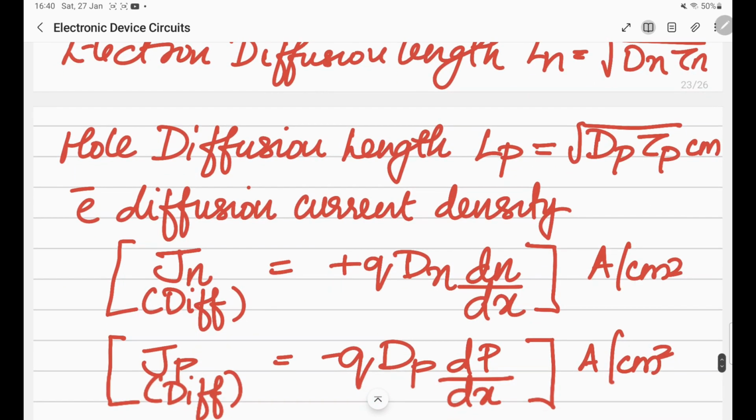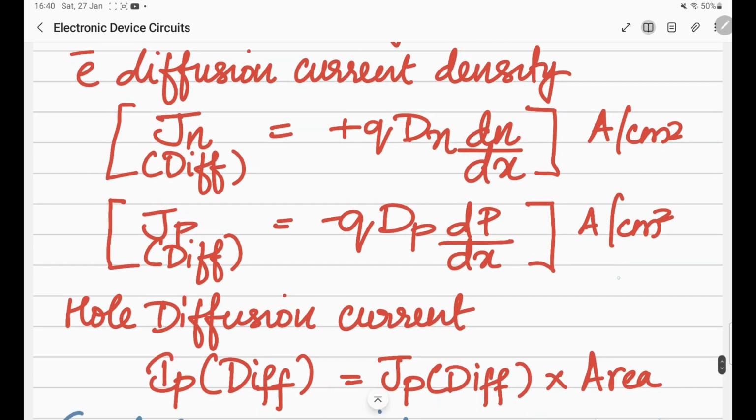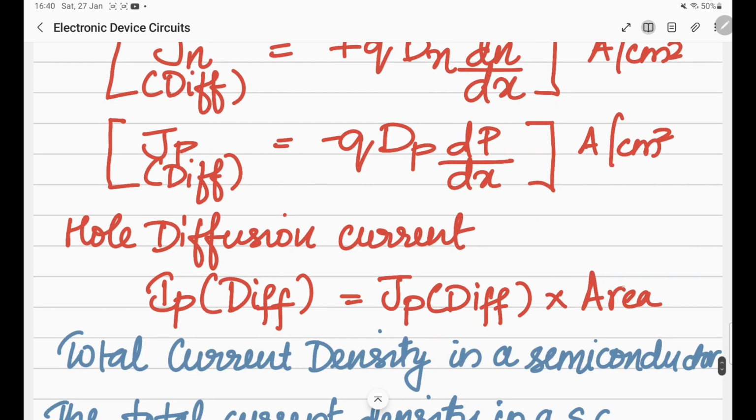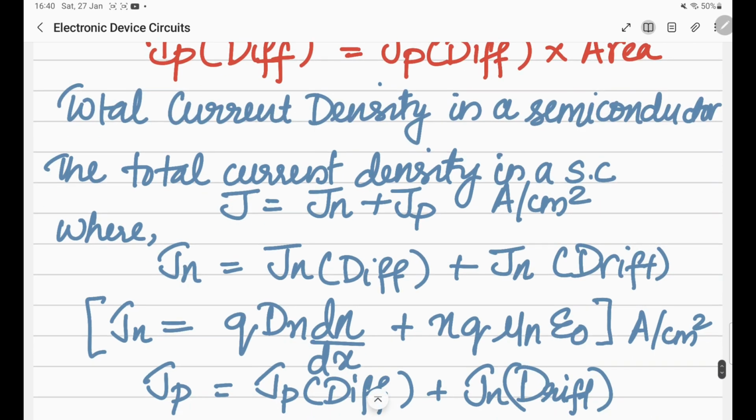Electron diffusion current density Jn diffusion is equal to q into Dn into dn by dx. Similarly for holes, the diffusion current density will be minus q into Dp into dp by dx. Hole diffusion current, Ip diffusion, is the diffusion current density into area. So the total current density in a semiconductor will be what? Total current density in a semiconductor comprises both the current density of holes and the current density of electrons, where Jn is equal to Jn diffusion plus drift.